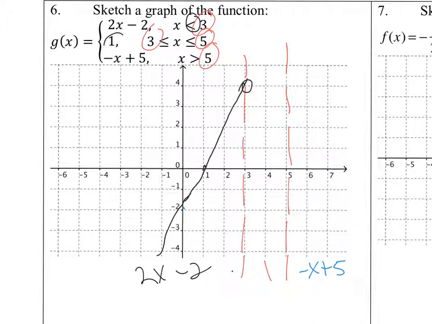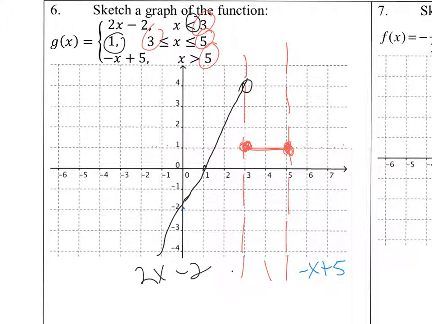Next thing, I've got y equals 1. That means we've got a graph at a height of 1, and it's only going to show up between these two barriers. It's not going to show up on either side. Both ends of this are going to be closed circles because they are both greater than or equals to, or less than or equals to.